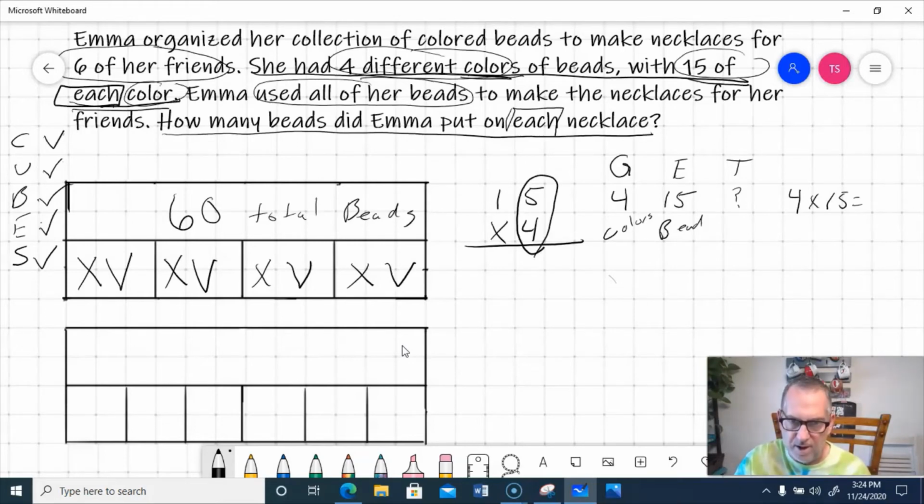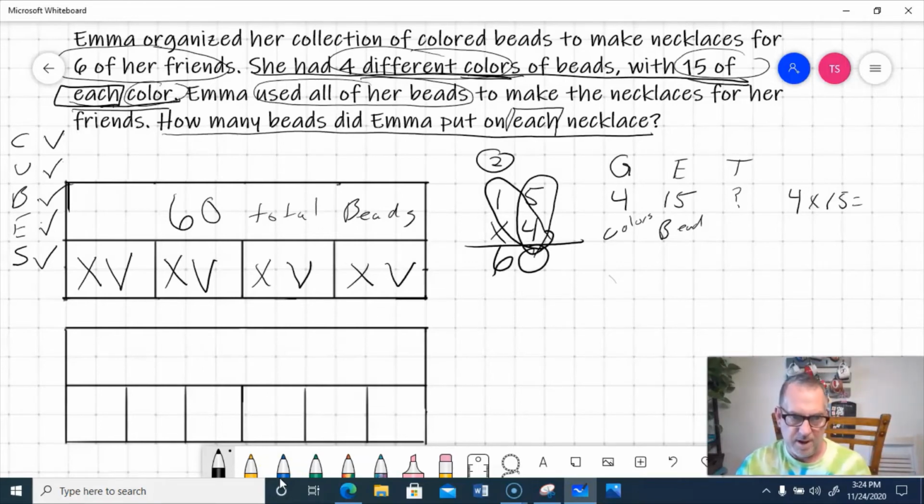and 4 times 5 is 20. I'm going to carry my 2 and put my 0 in the ones place. The next part is the ones place by the tens place, and that's 4 times 1 is 4, plus 2 more is 6. So it looks like 60, the same way we did by doing the strip diagram. And we said that's our standard algorithm for doing a 2-digit by 1-digit multiplication problem. So we know we have 60 beads now.